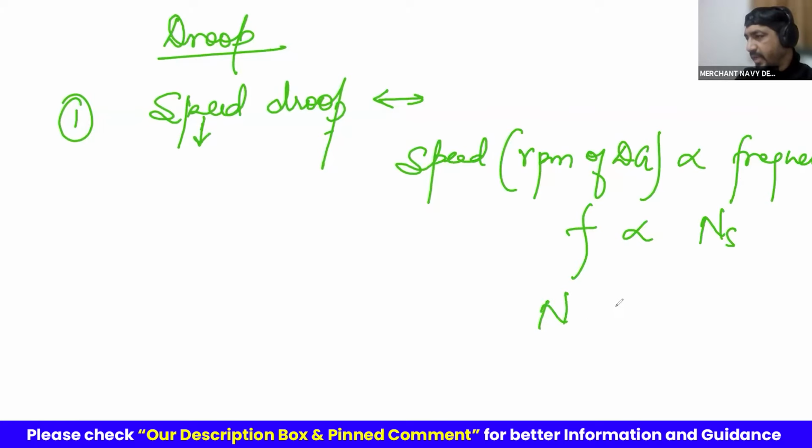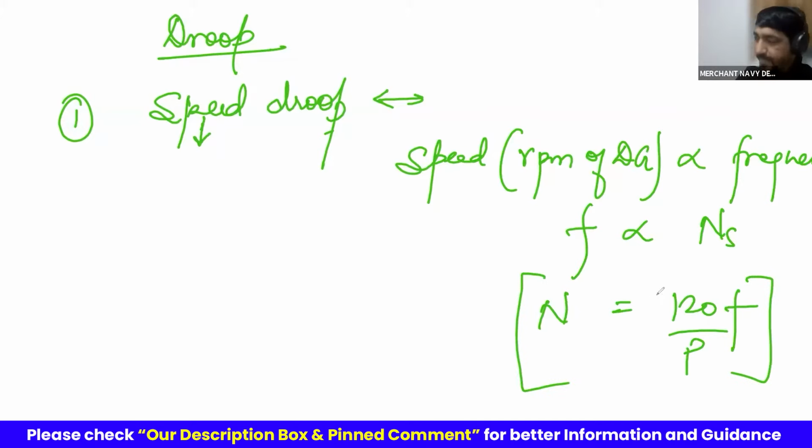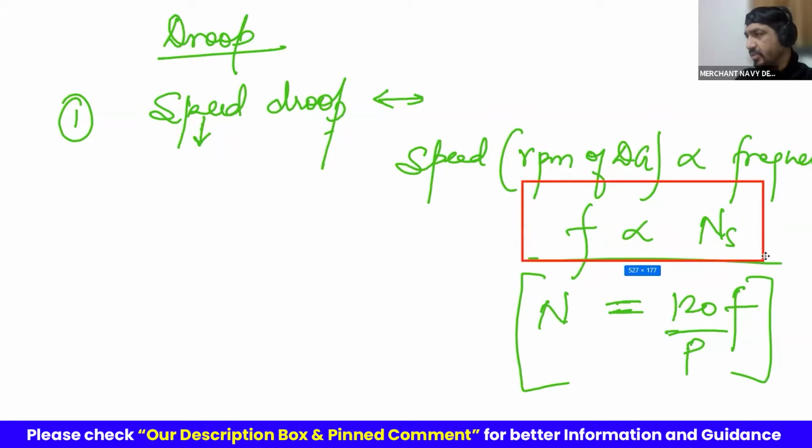So by this formula, they are linked, where N is RPM and F is frequency, P is number of poles. So poles of an alternator are fixed, that you're not changing. So ultimately what remains is that frequency and speed are linked to each other. You increase the speed, you increase the frequency. You decrease the speed, you decrease the frequency.